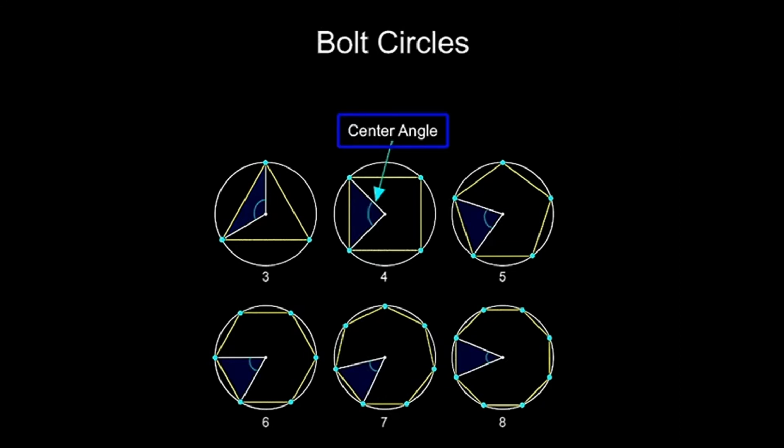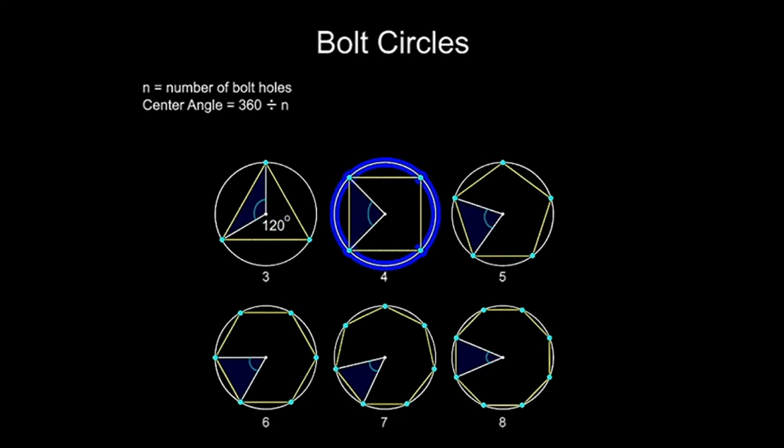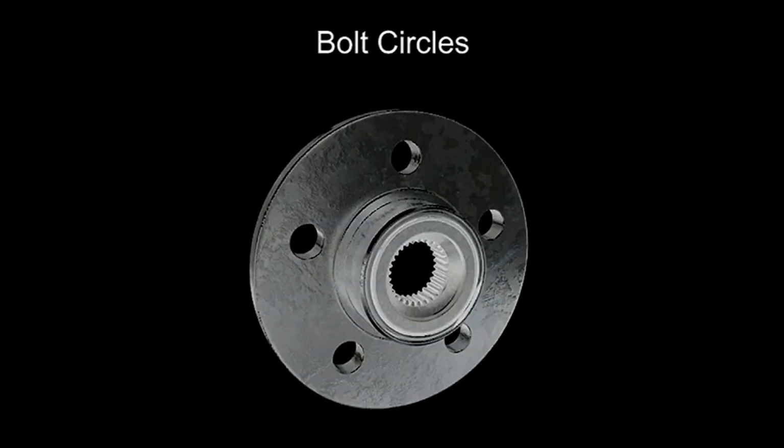The center angle of each triangle can be found by dividing the total number of degrees in a circle, 360, by the number of bolt holes. For instance, a 3-bolt circle has a center angle of 360 divided by 3, which is 120 degrees. A 4-bolt circle has a center angle of 360 divided by 4, which is 90 degrees. One of the most common bolt circle patterns is the 5-bolt pattern found most often on wheels.